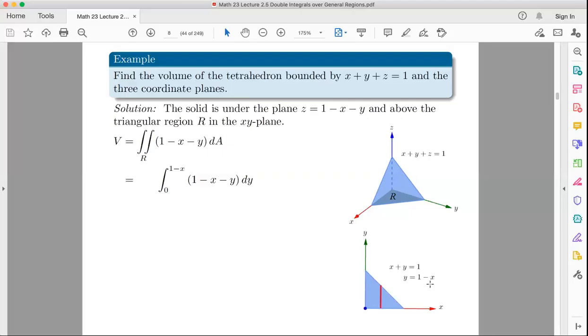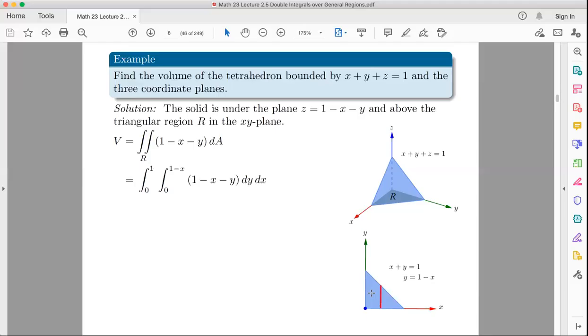For the bound on x, we just get the intersection of the line with respect to the y-axis and the x-axis. So with respect to the y-axis, the intersection is at (0, 1). So x is 0 there. And on the x-axis, the intersection is at (1, 0). x is 1 there. So the region has x from 0 to 1.